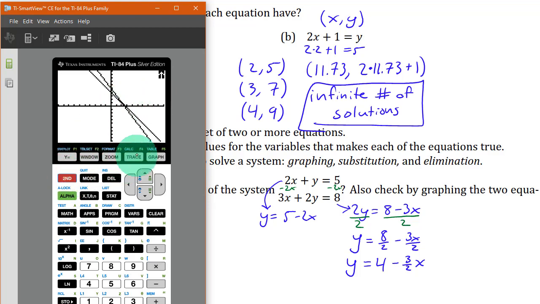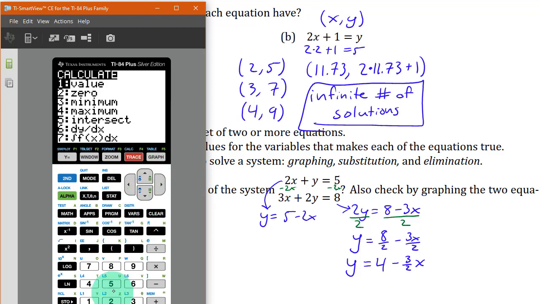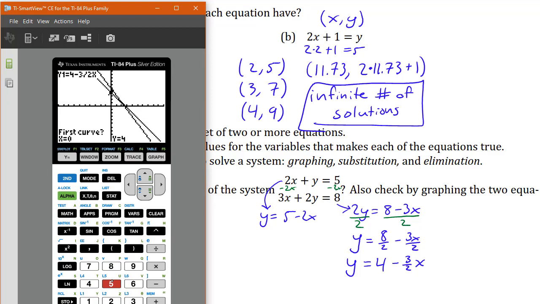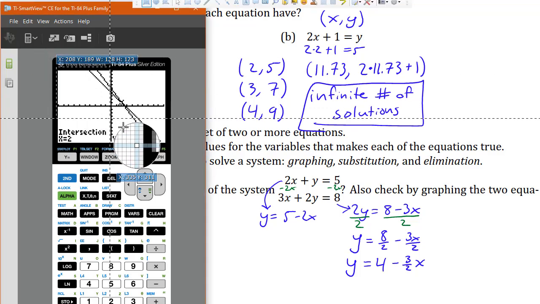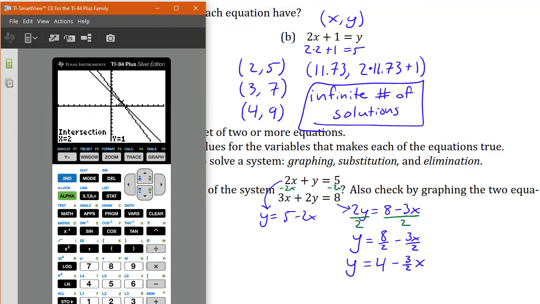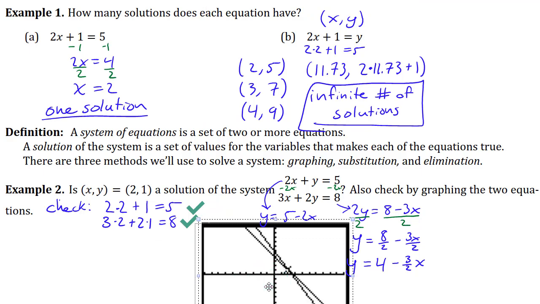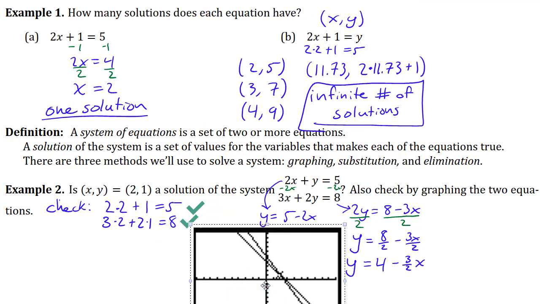We can get it precisely by doing second calc, going down to number 5, or just pressing number 5 for the intersection method. It asks for the first curve, enter, second curve, enter, scooch the cursor over close to where it is to make a guess, and it tells you the intersection is 2, 1. All right, so that's how you can do that by graphing.